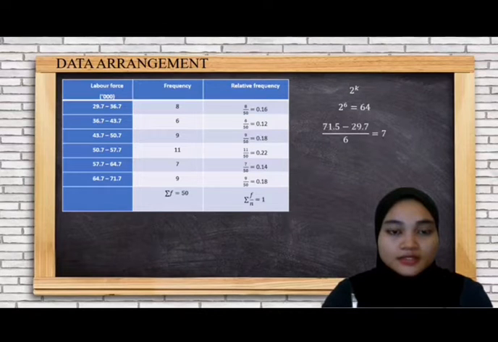The next step is to determine the class interval or width. To find the class width, max entry, which is 71.5, minus min entry, 29.7, then divide by the number of classes, which is 6. The relative frequency is the portion or percentage of the data that falls in that class. To find the relative frequency of a class, divide the frequency by the sample size.